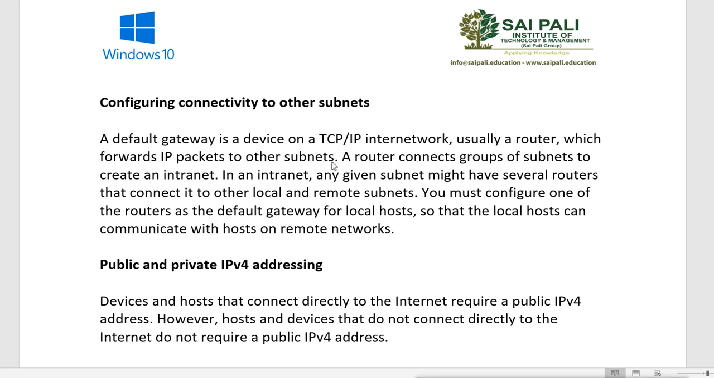So a router connects groups of subnets to create an internet. And an internet is basically what? It is different groups of subnets on a wide area network. So on a wide area range, we have different subnets, and all those subnets are connected through routers. In an internet, any given subnet might have several routers that connect it to other local and remote subnets, and you must configure one of the routers as the default gateway for the local host, so that the local host can communicate with hosts on remote networks.